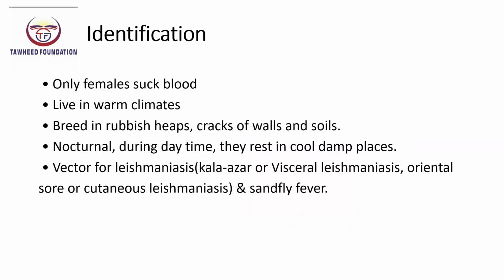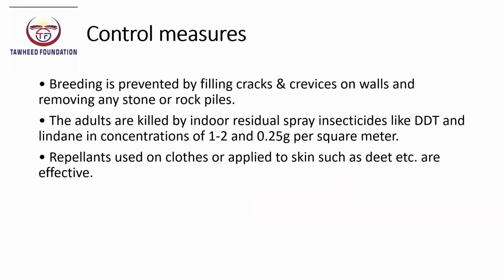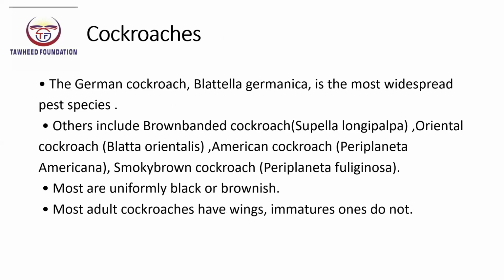It lives in warm climates and breeds in rubbish heaps, cracks of walls, and soils. Nocturnal, during the daytime they rest in cool, damp places. They are the vector for leishmaniasis: Kala Azar or visceral leishmaniasis, oriental sore or cutaneous leishmaniasis, and sandfly fever. Control measures include habitat disruption, insecticides, and repellents.